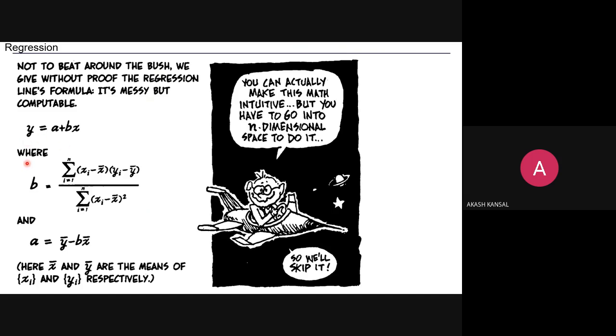So when we solve it, we obtain a and b. The b value is equal to the sum of xi minus x bar into yi minus y bar, divided by the sum of xi minus x bar squared. And the a will be y bar minus b x bar. Once we calculate b, we can calculate a as well. X bar and y bar are obviously the means of xi and yi.